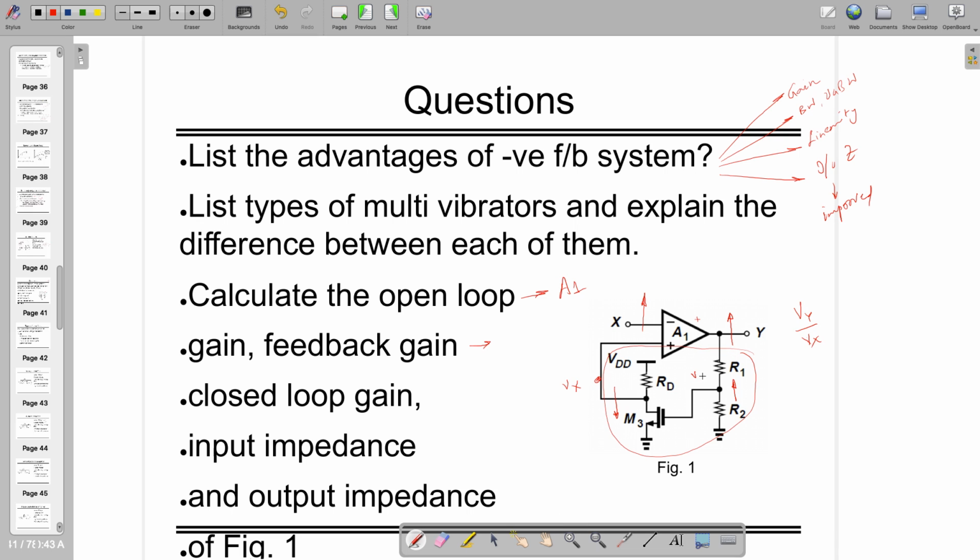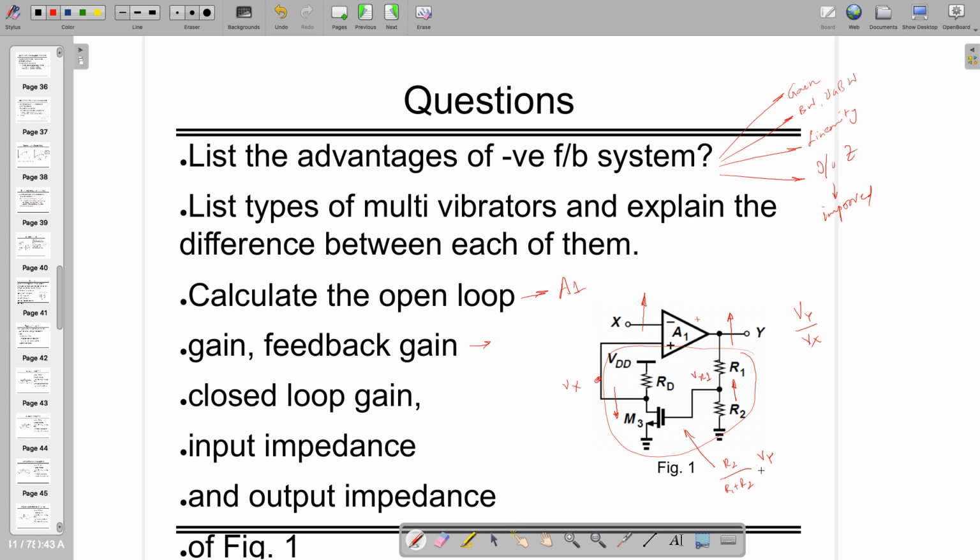Maybe for that, intermediately, you can find out Vy by Vx1, because the input over here is nothing but R2 divided by R1 plus R2 times Vy. That's the input over here. The input is R2 divided by R1 plus R2 times Vy.